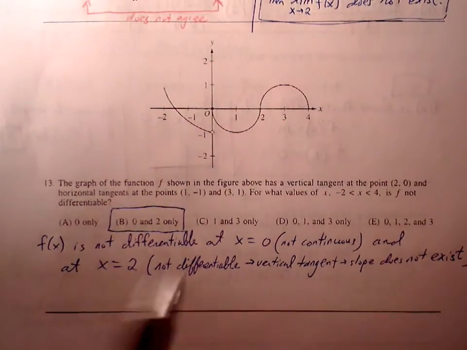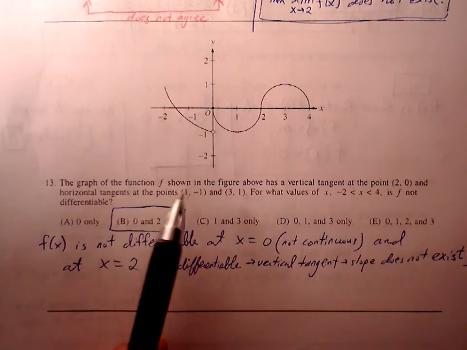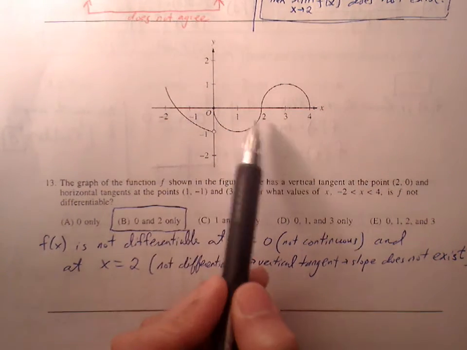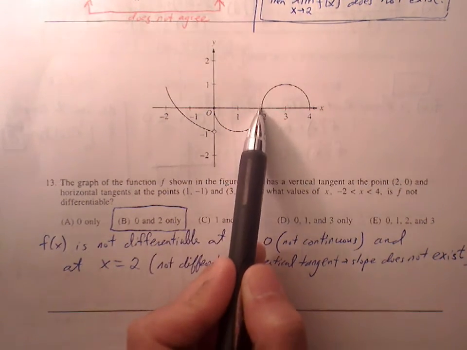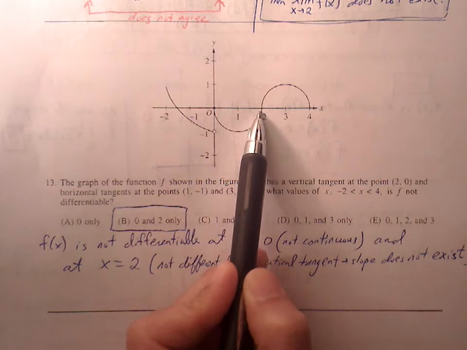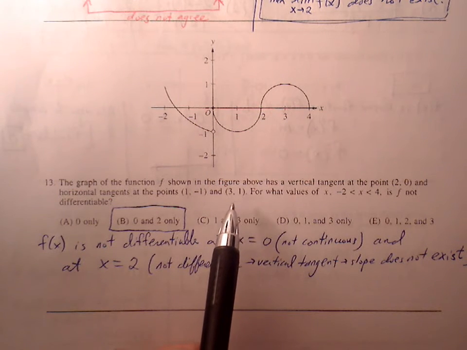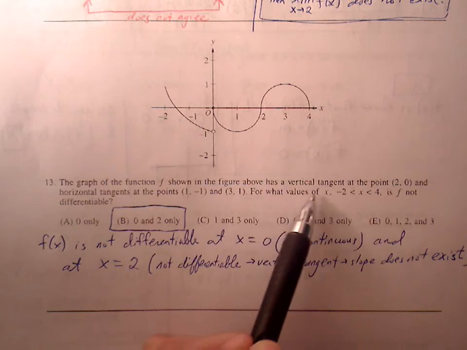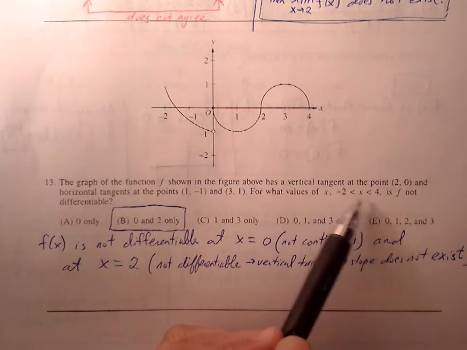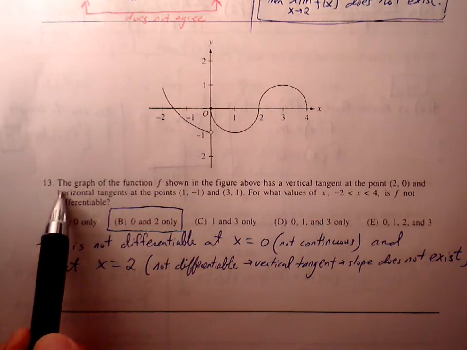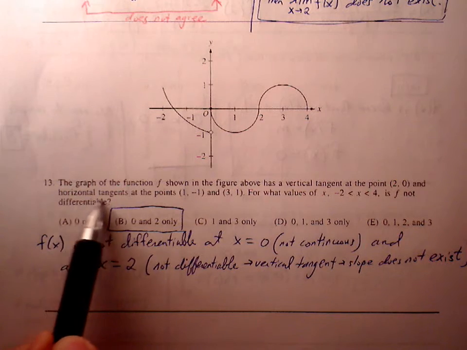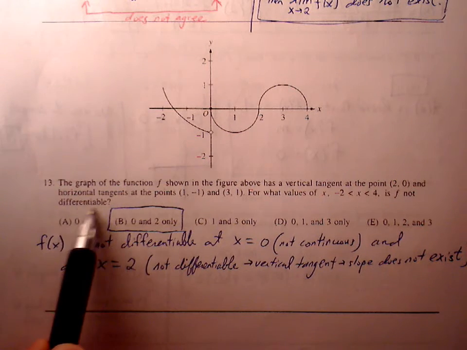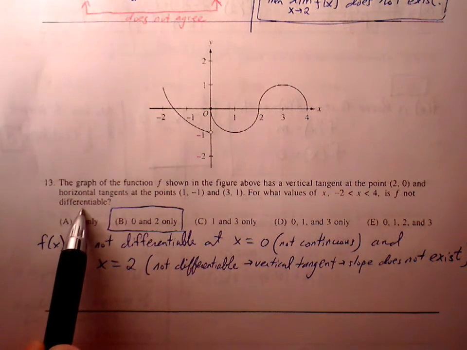Okay, number 13, we have a graph of the function f shown. There's a vertical tangent at 2. That just means that the slope does not exist at that point. And it says for what values between -2 and 4 is the graph not differentiable. So differentiable means that it's a smooth curve. So if a function is not continuous, that also falls under not differentiable.